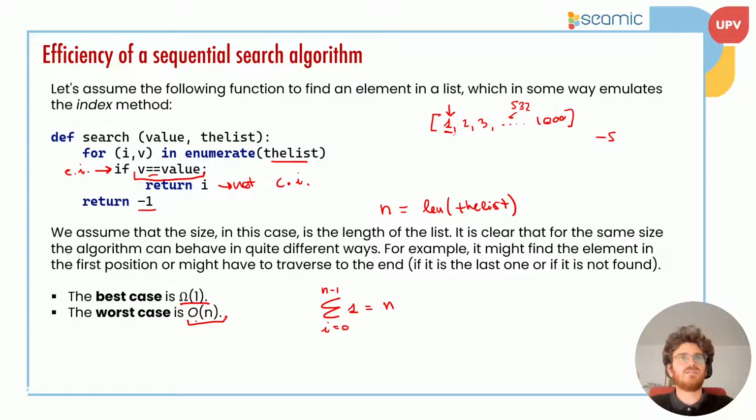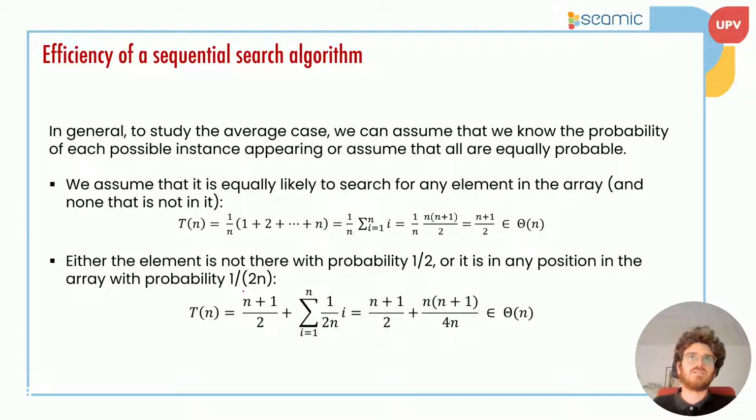But what happens in the average case? So to study the average case, we need to think about what happens in all other cases. So what happens if we're looking for a random number that appears in the list? In our list from 1 to 1,000, we know that if the value doesn't appear, we will perform 1,000 operations. And if the value is the first one, we'll perform around one operation. But what happens in all of the cases?